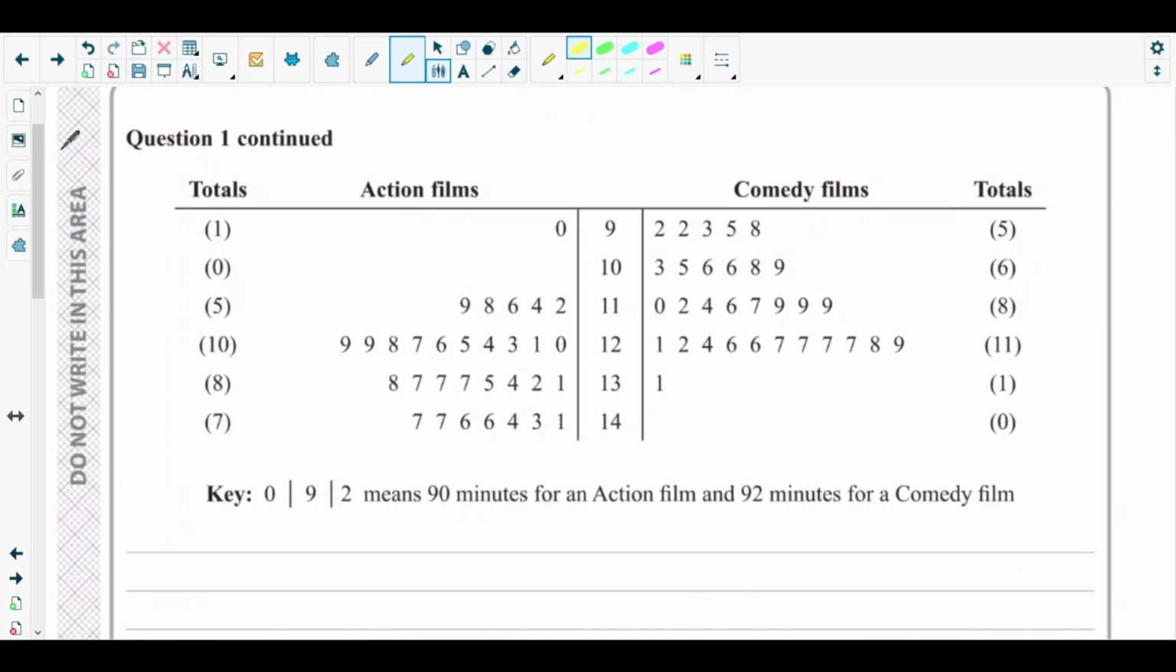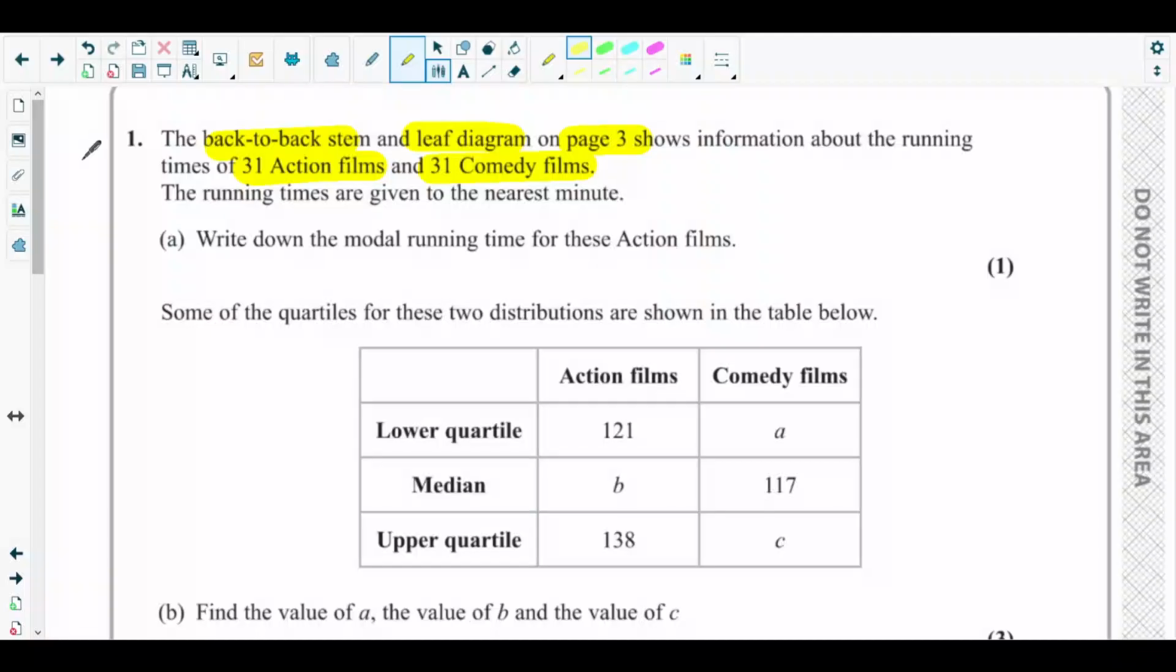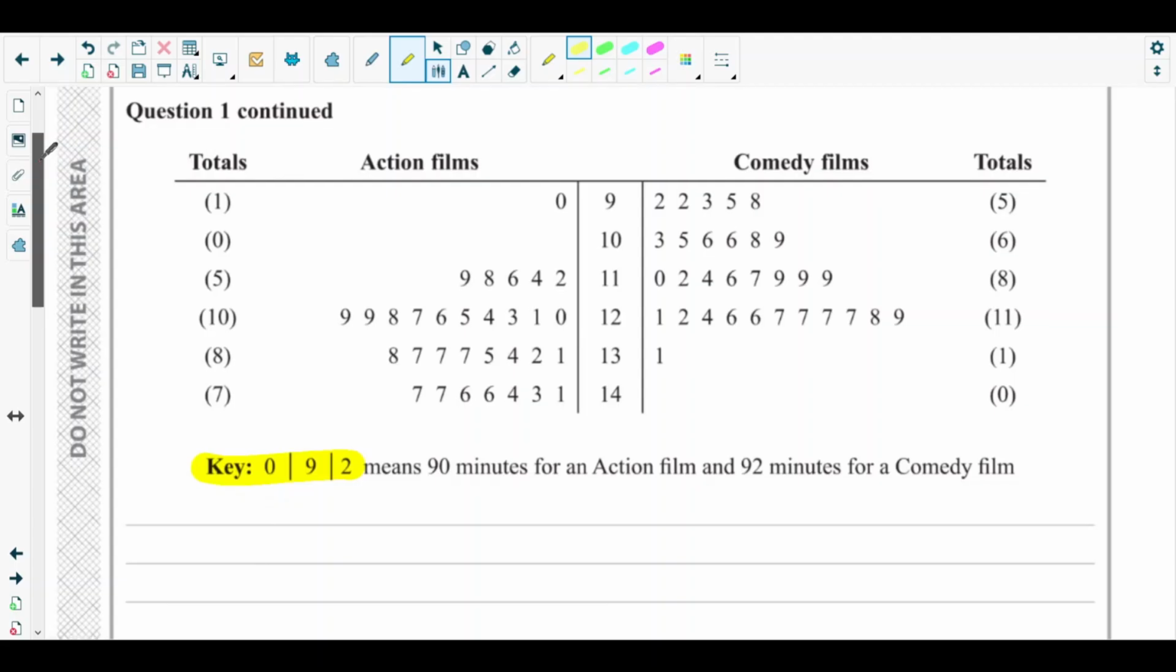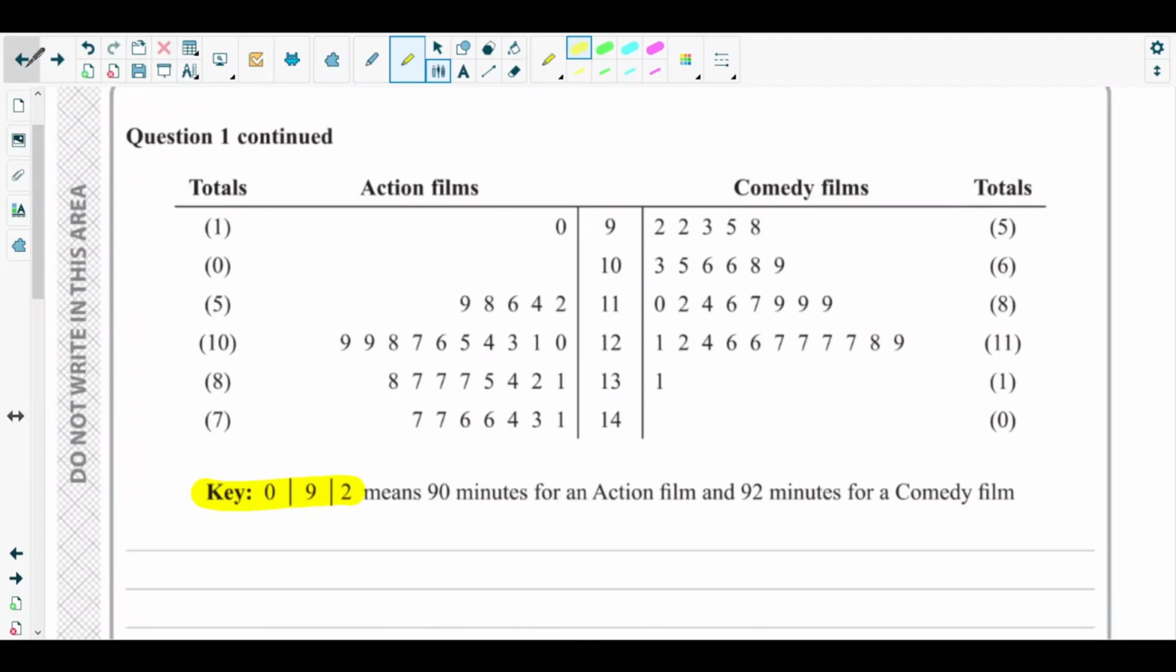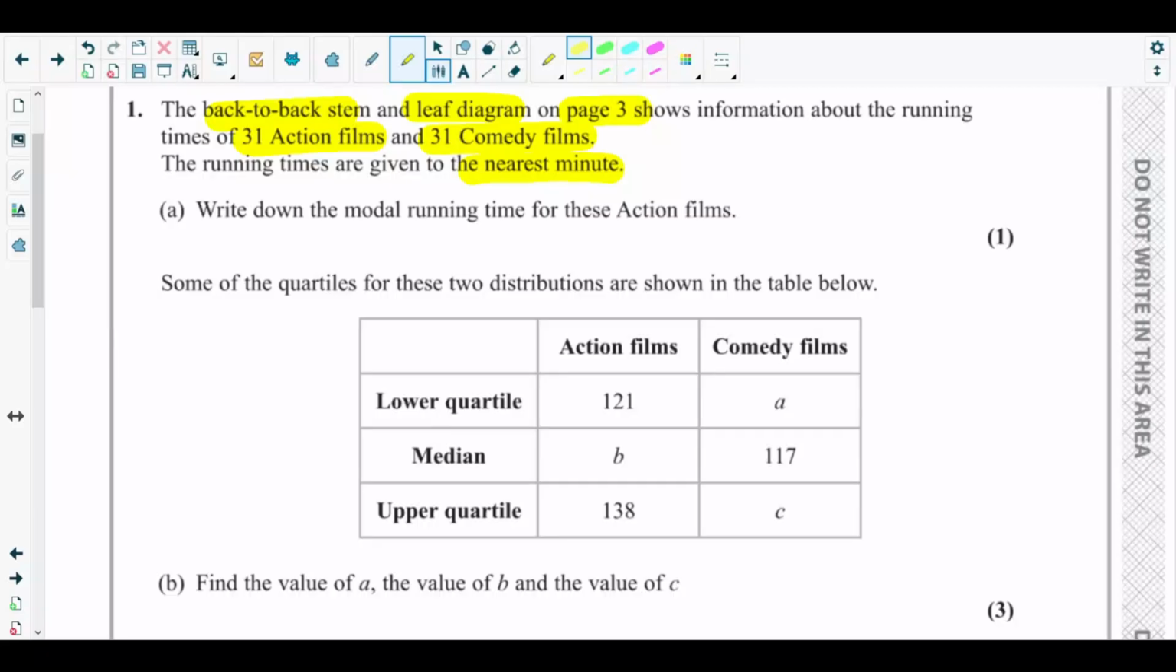And in the middle it's the stem, right? The key is given there, showing how you can interpret this stem leaf diagram. The running times are given to the nearest minute. So the first part, part A, is asking to write down the modal running time for these action films. They have specified action films, so the mode of the running time for the action films.